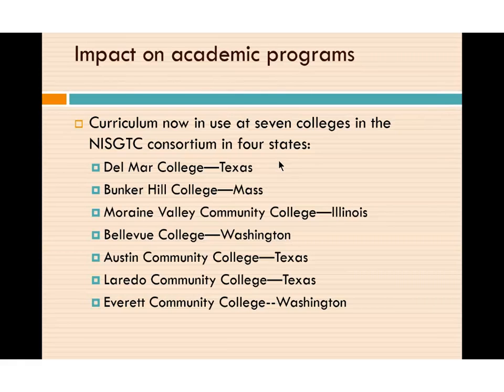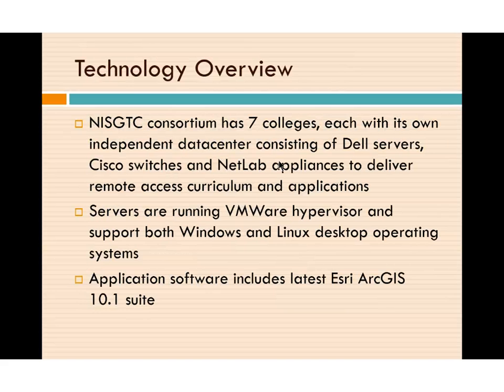So they're an example of: we just want to pick and choose what we're going to use. Laredo Community College had a CAD program, nothing to do with GIS. They want to do GIS, so they're taking the whole thing. So it's turnkey.